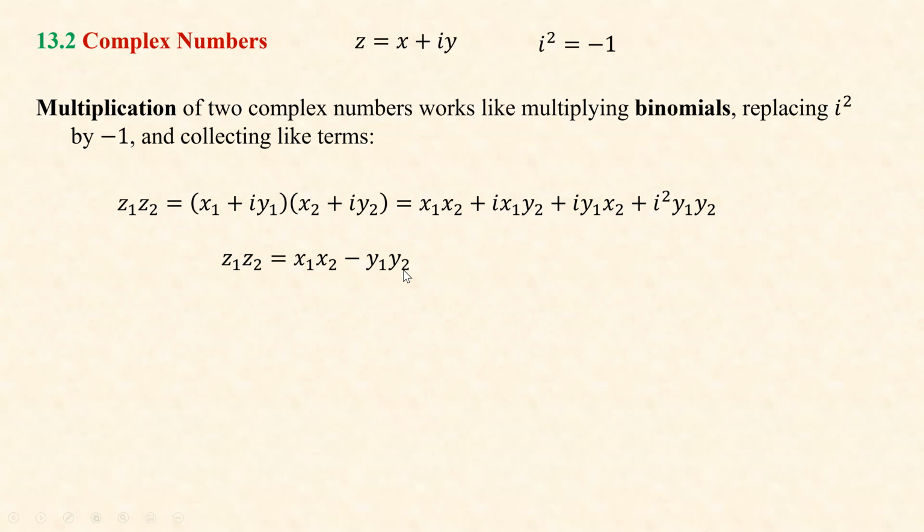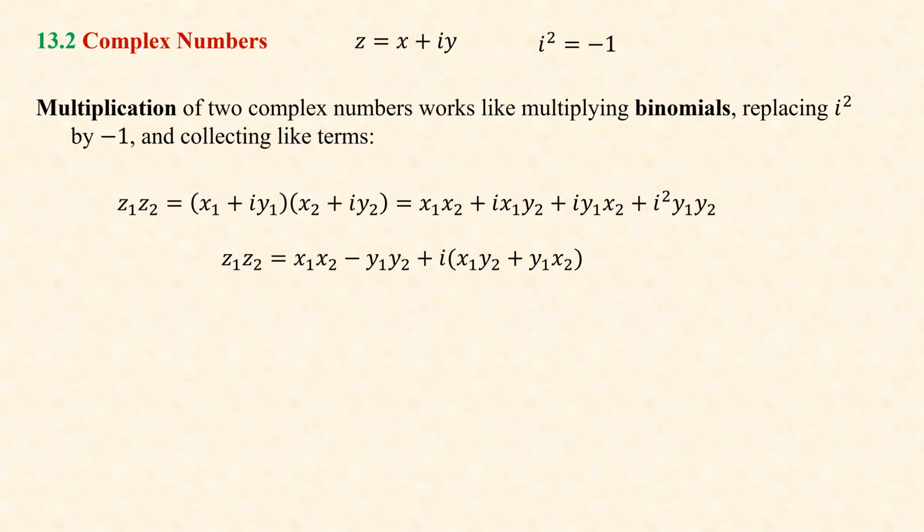So this is the real part, and you factor i from the rest, and you get the imaginary part: x1 y2 plus y1 x2. All right, so this is the multiplication, basically multiplying the binomials, and whenever you get i squared, you just replace it by -1. And now we have a definition of complex conjugate. What is the complex conjugate of a complex number?